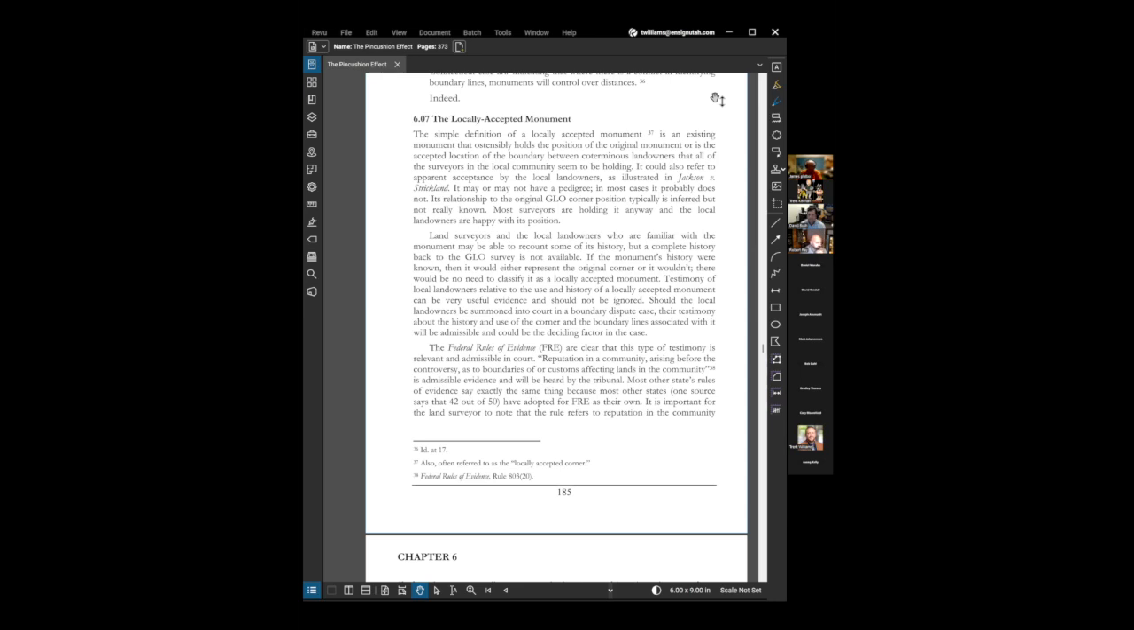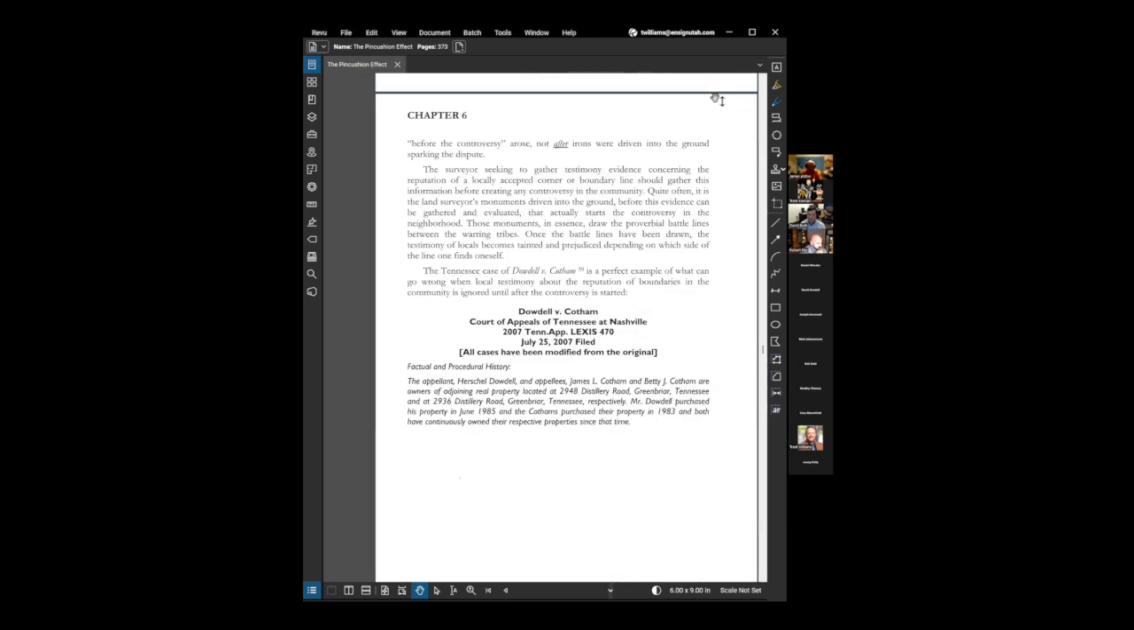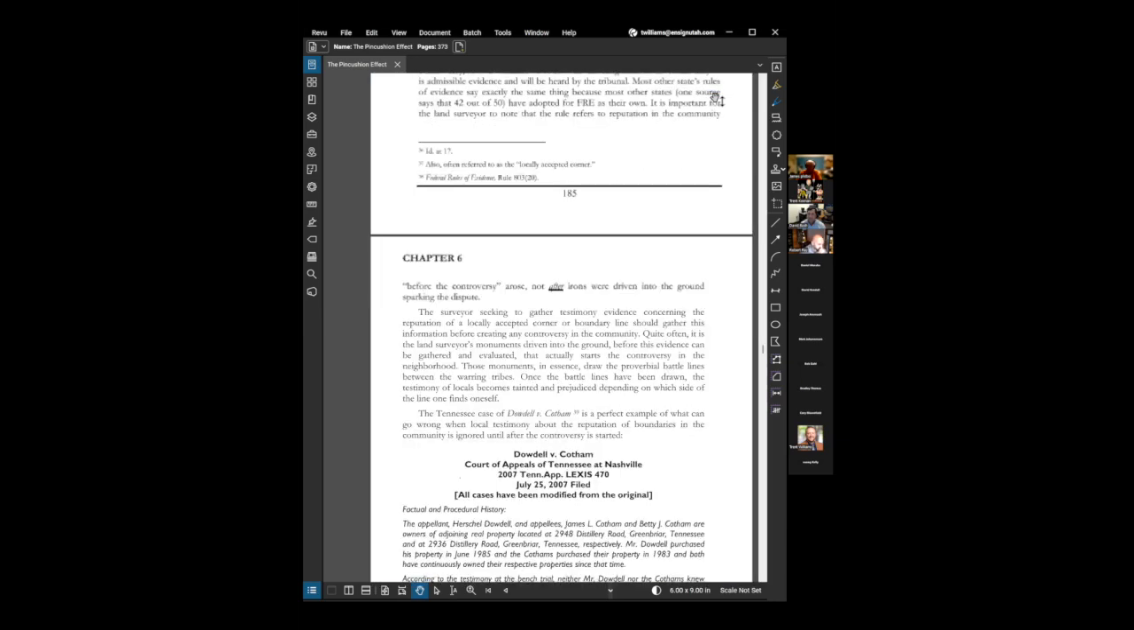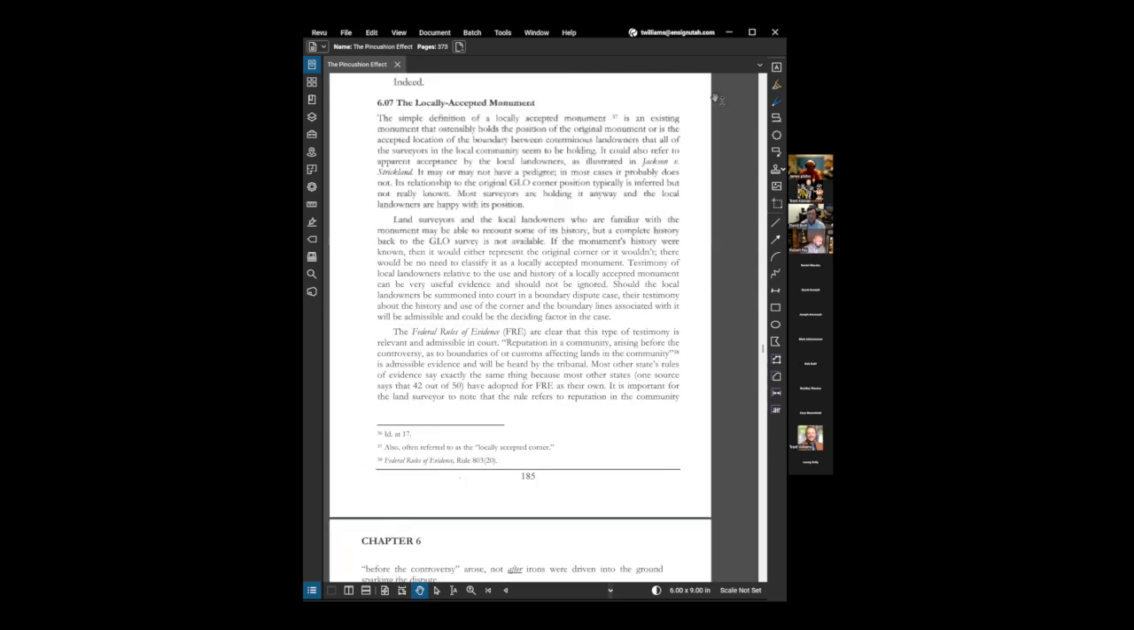Hey Troy, would that be something similar to a boundary line agreement you would perform for what you just mentioned? Like the locally accepted monument? Yeah, if all the landowners are using it, you've got to make a record of that. Would that be something for the use of a boundary line agreement between the neighbors, and then it's actually recorded and official?